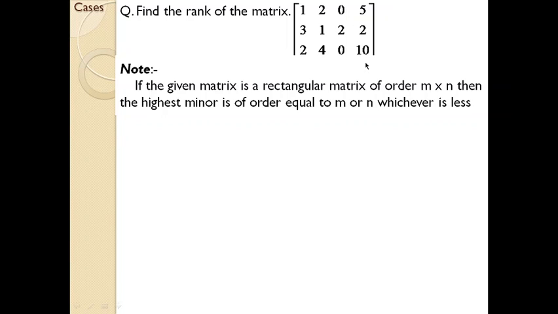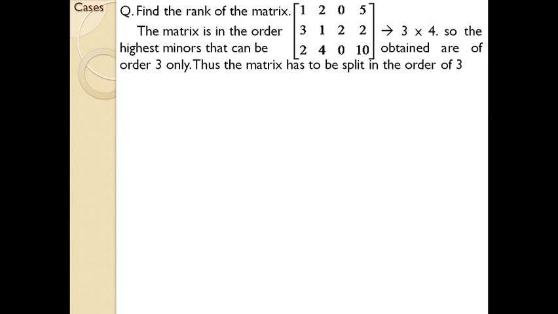And your answer isn't complete; you have to prove whether that 3 is correct. That is the part. So whenever you come across a rectangular matrix, remember you need to find the order of the matrix and select the number whichever is less. So this matrix is of order 3 into 4. The highest minor that can be obtained is of order 3. So the rank of this matrix may be 3, and we are going to prove whether it is 3 or not.